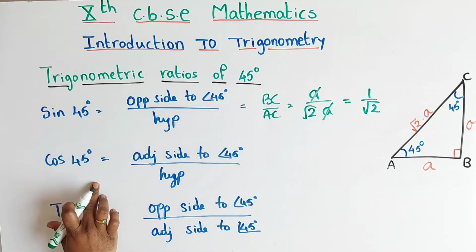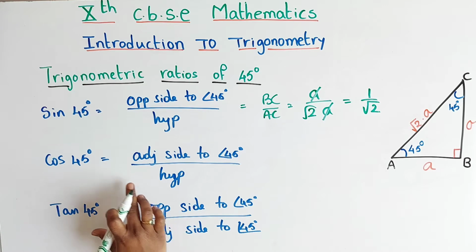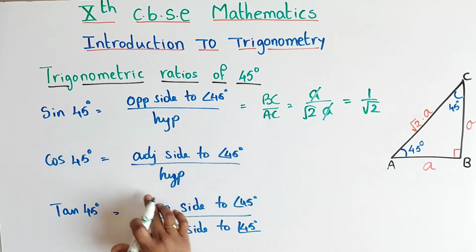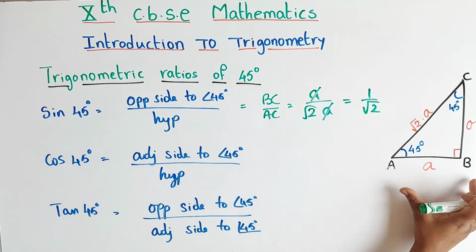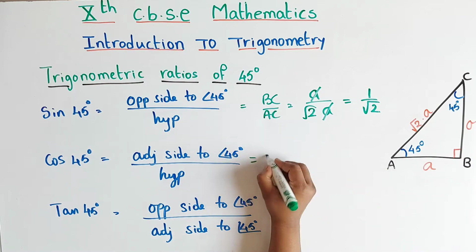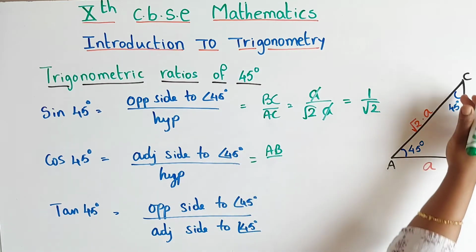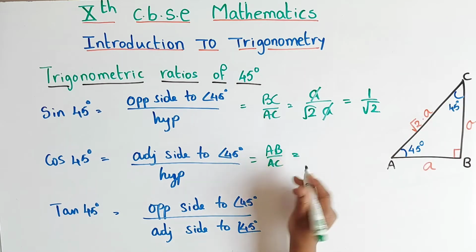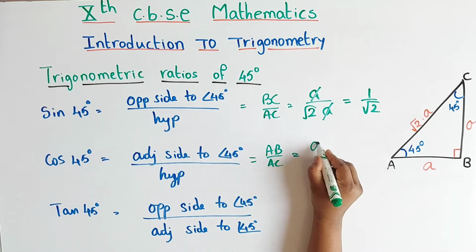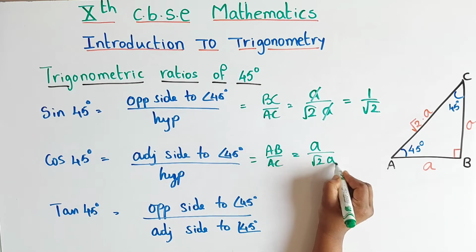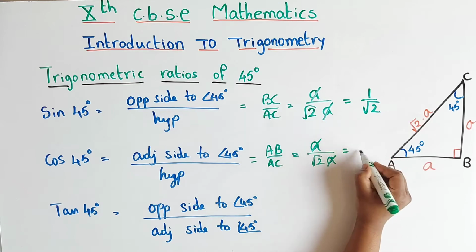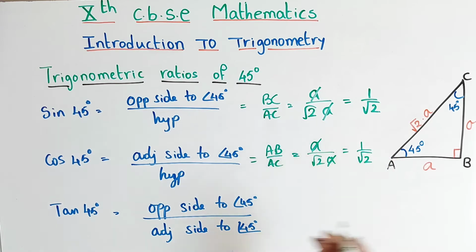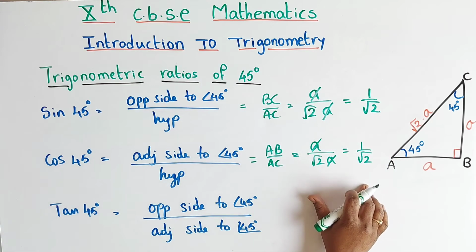Now we will check cos 45. Adjacent side to 45 degrees divided by hypotenuse. What is the adjacent side here? AB. AB by AC, hypotenuse. What is AB value here? a divided by root 2 a. Here also a will get cancelled. 1 by root 2 is the answer. Cos 45 degrees equal to 1 by root 2.